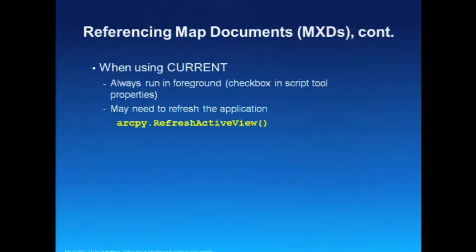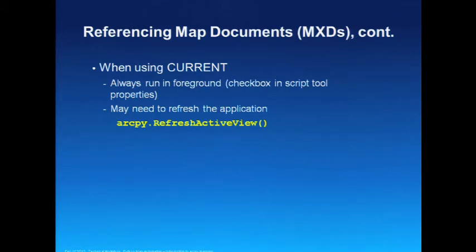When we're working with current, there's just a couple of rules. I've always thought of it like writing the 10 commandments of ArcPy mapping, right? Thou shalt always run in the foreground when using current. Because if you're using background geoprocessing, then it doesn't know what a map document is, because you're running everything external to the application.